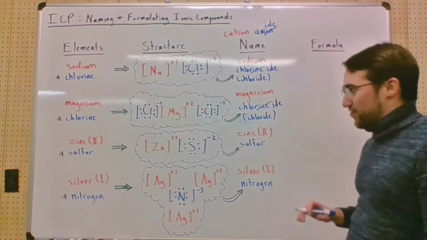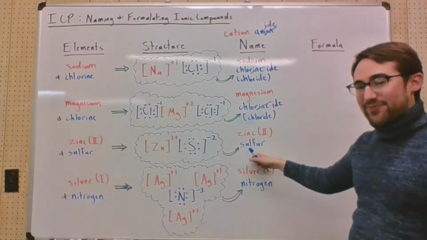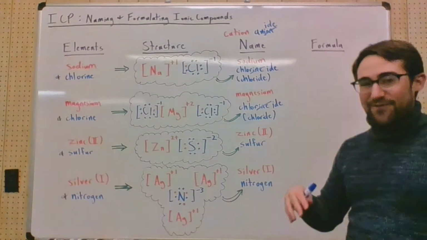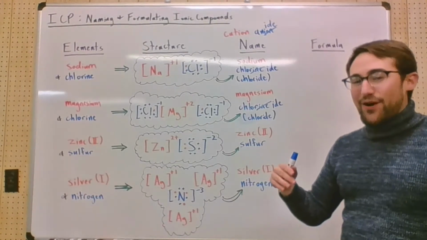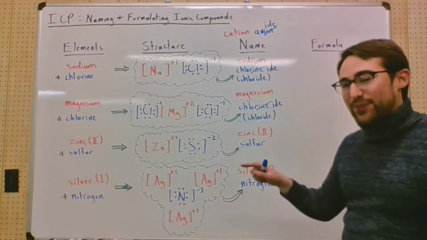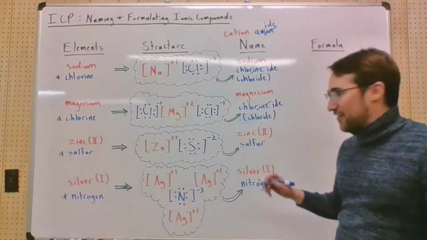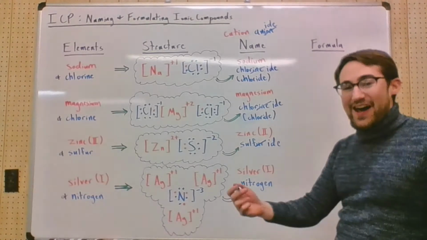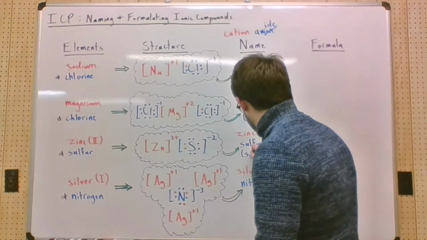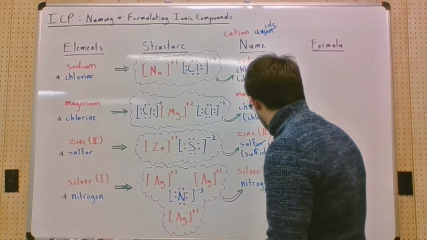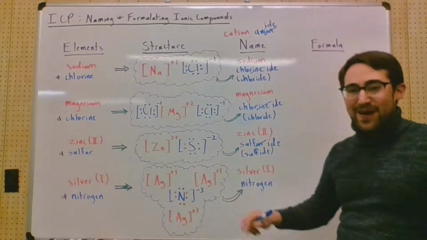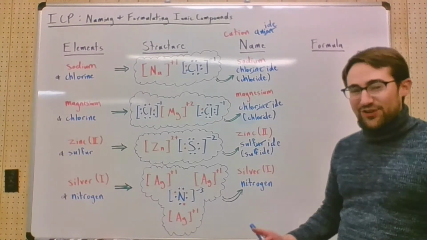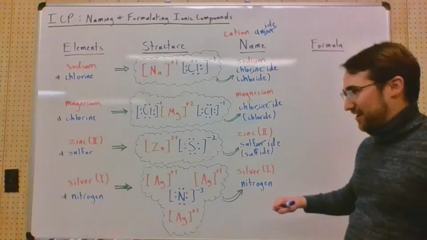But then I have to cut the end off of my anion, my sulfur, and make it IDE. So again, after that first sulf part, sulf is where I'm going to cut it off. I want to put IDE there instead of this UR. So it's going to be sulfide. So the full name of this ionic compound is going to be zinc 2 sulfide. Still not too bad. Right? Let's do this one down here.